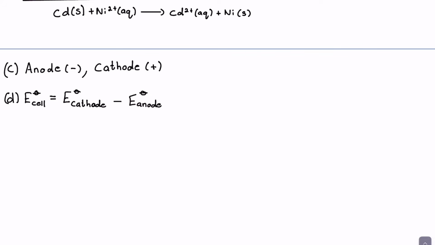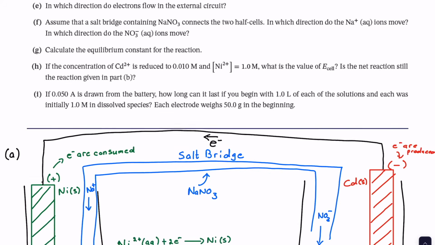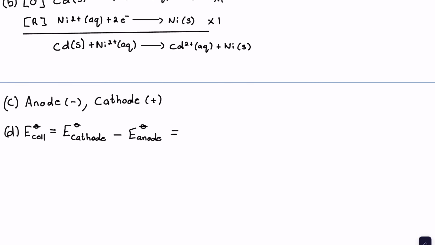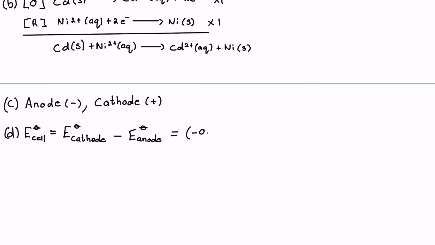So for this specific situation, we looked their values up earlier. I wrote them down. So at the cathode, it is minus 0.25, and at the anode, it's minus 0.40 volt. So this is minus 0.25 minus minus 0.40, and that gives plus 0.15 volt. All right, and just some interesting things. So that's our E naught cell.